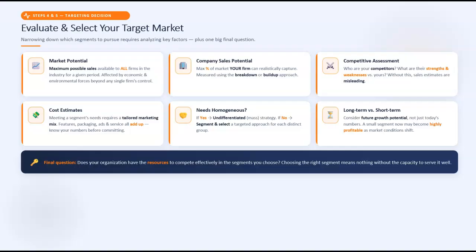Needs homogeneous: is it differentiated or undifferentiated? Long-term versus short-term: consider future growth. Is it going to be good in the future? If we're segmenting it in a certain way, how is that going to look 2 years from now? A final question that you should ask yourself is, does your organization have the resources to compete effectively in the segment you choose? Choosing the right segment means nothing without the capacity to serve it well.